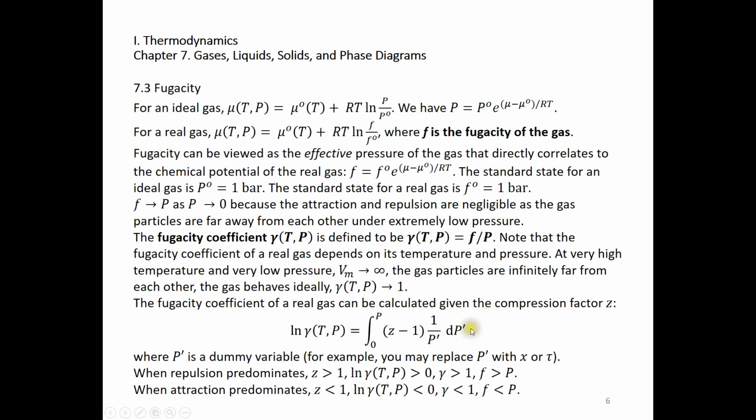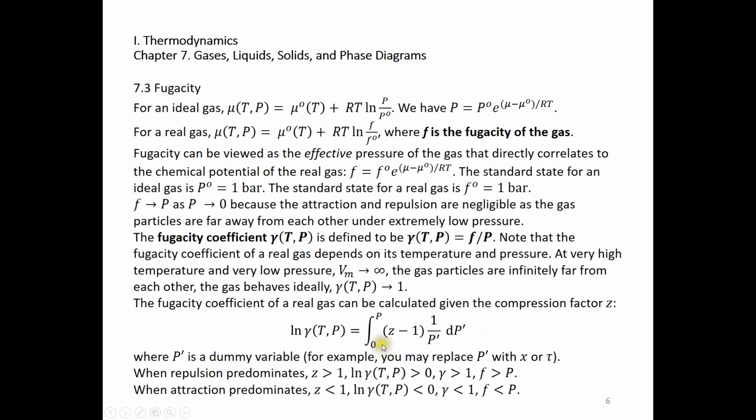In this equation, we have the natural logarithm of gamma on the left-hand side. On the right-hand side, we have the integral of (z minus 1) over p prime dp prime. P prime is simply a dummy variable.